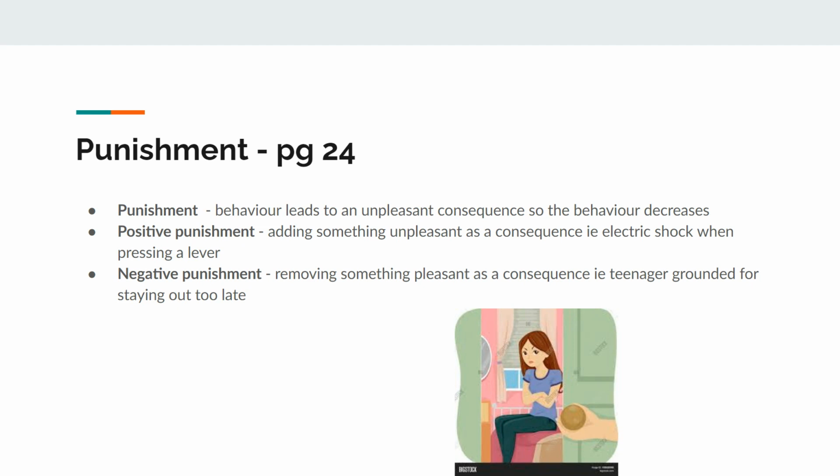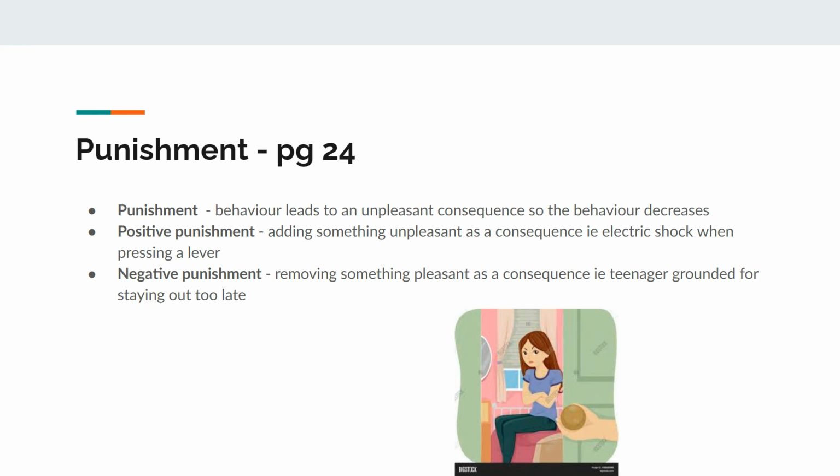So positive punishment, adding something unpleasant as a consequence. So for example, the rat's in its cage, everything's fine, it presses a lever and it gets an electric shock. That's a punishment because it's getting an unpleasant consequence. Very quickly, the rat will learn not to press that lever. Okay, so that's the positive punishment. Something negative happens as a result of a behaviour, so you don't carry out that behaviour again.